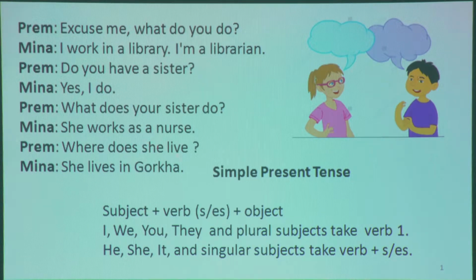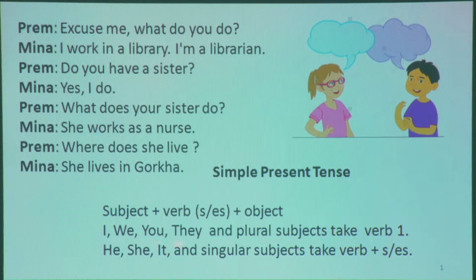Now, where does she live? She lives in Gorkha. Again, you find the same. There is s added with the verb live. So she lives in Gorkha. So for your help, here is simple present tense: subject plus verb. Sometimes we add s or es plus object. All right?